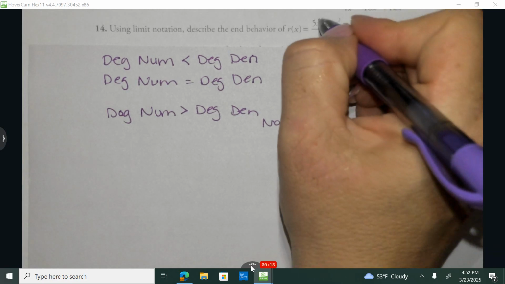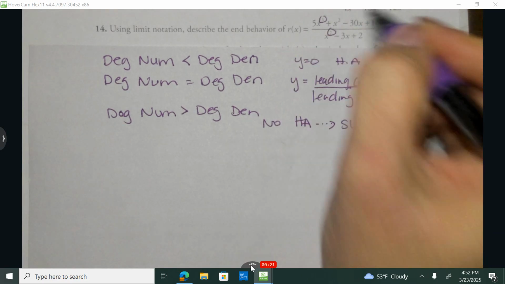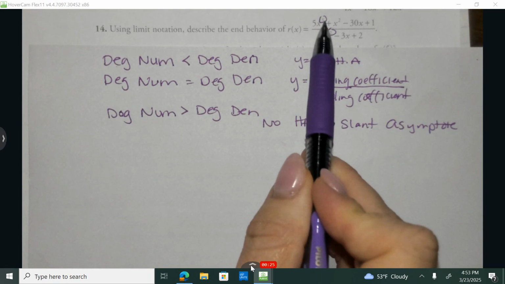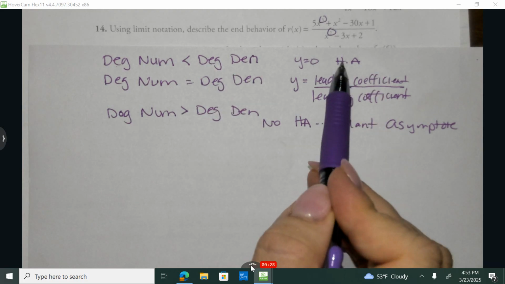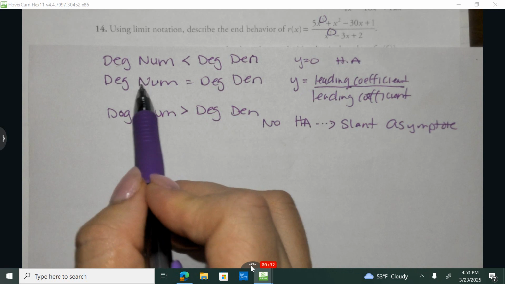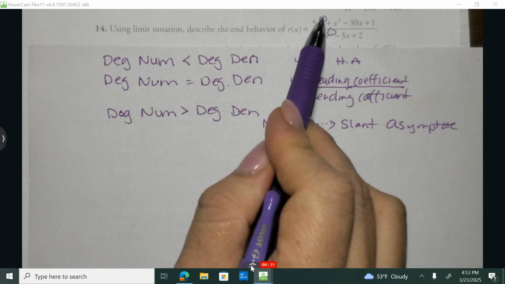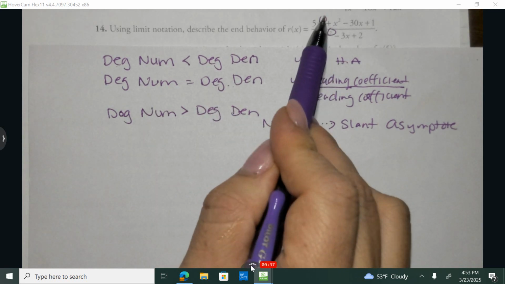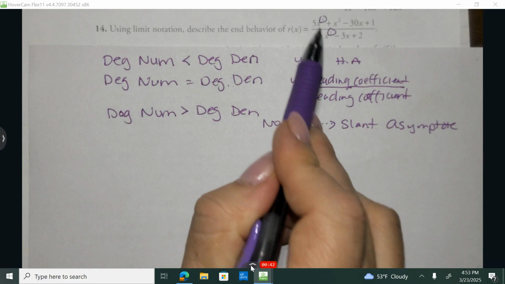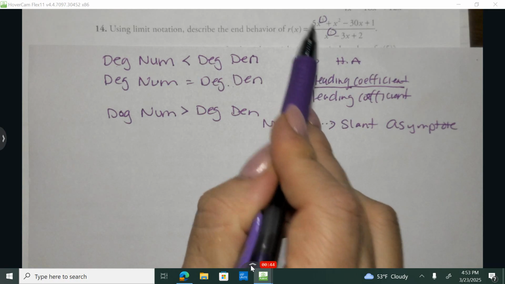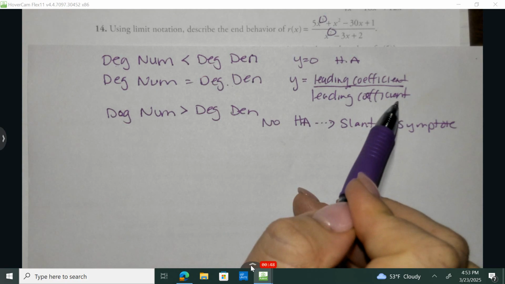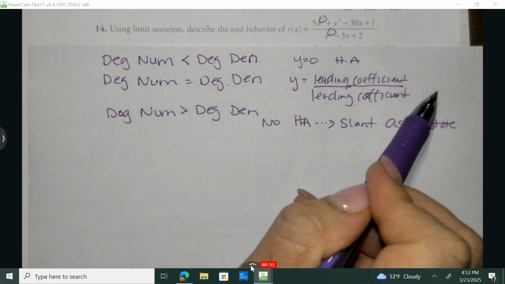So the first thing we're going to do is analyze the exponents. And we can see that the degree of the numerator is 3. It's not less than the degree of the denominator. If that was the case, we'd have a horizontal asymptote at y equals 0, also the x-axis. If the numerator and the denominator had the exact same degree, like 3 and 3, or 2 and 2, then we'd be able to identify the horizontal asymptote by taking the leading coefficients, in this case, if that was true, 5 and 1, and we'd divide the leading coefficient of the numerator by the leading coefficient of the denominator in order to identify the horizontal asymptote.